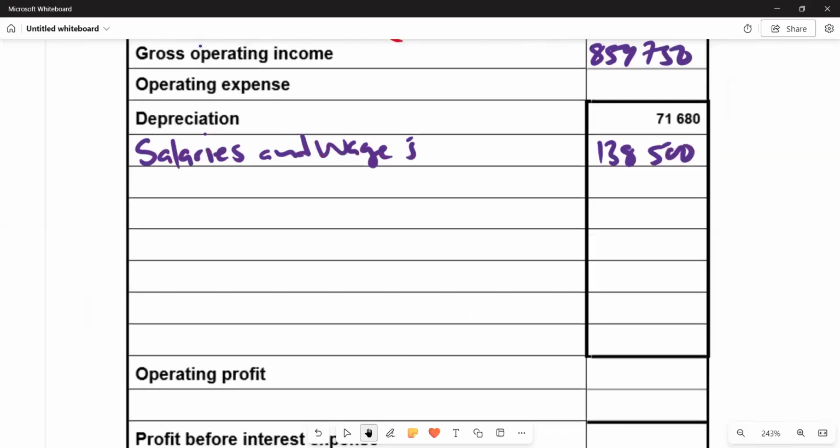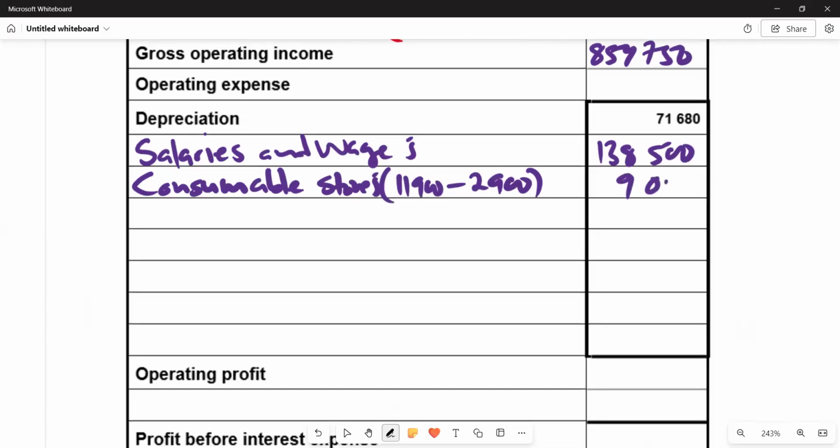So we can just go and summarize that. Here we're saying our consumable stores, we are saying 11,900. And then we subtract your 2,900. And then the net figure that we are going to get is 9,000. That is going to represent consumable stores for the period.